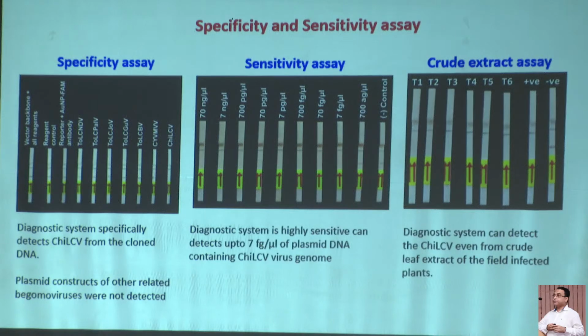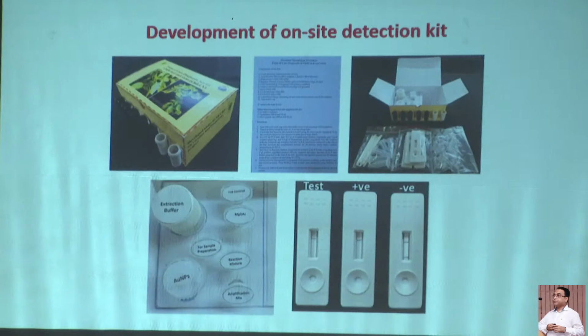So we standardized all those things. Sensitivity, we are able to detect the virus up to 7 level. The virus can also be detected in crude extract. Here we don't need any instrument to take it back and see; directly there we can see. So by using that, we developed this kind of kit, which we can use directly in field conditions.